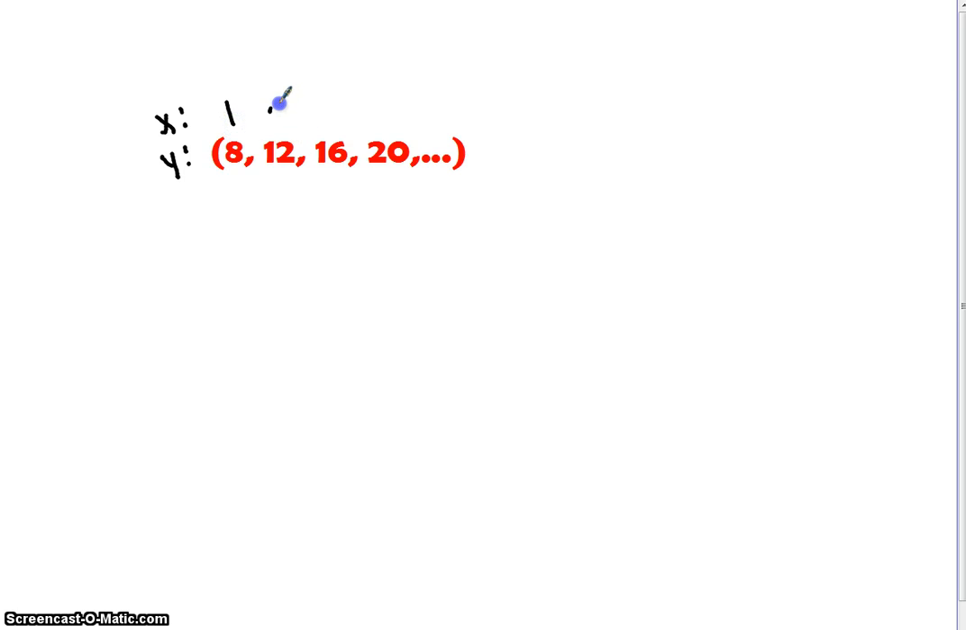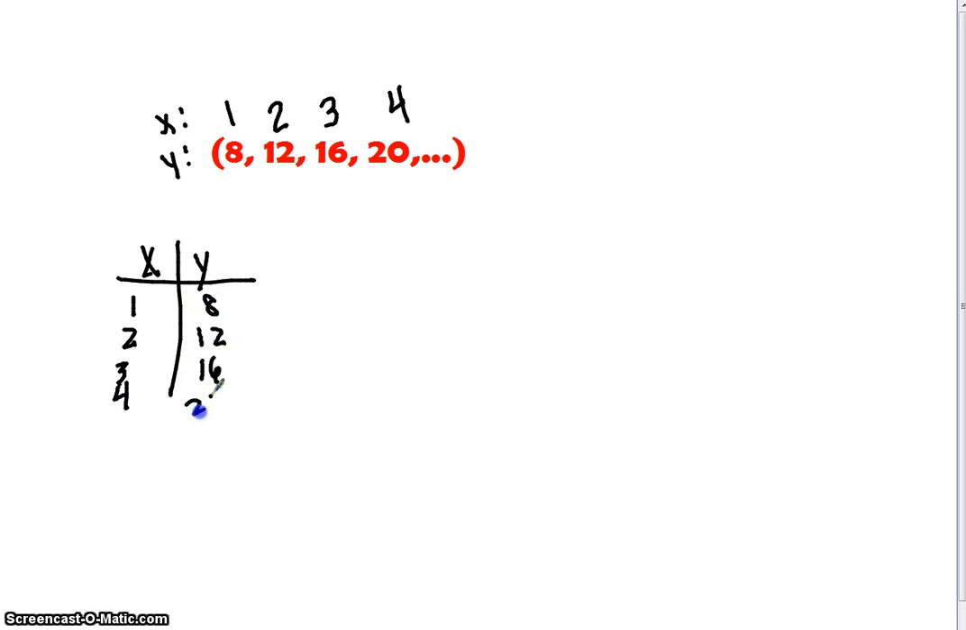So this is my first number, this is my second, this is my third, this is my fourth. So now I can create a table, and my X is 1, 2, 3, 4, and my Y is 8, 12, 16, 20. So then I can make a graph, go over 1 up 8, go over 2 up 12, over 3 up 16, and over 4 up 20.